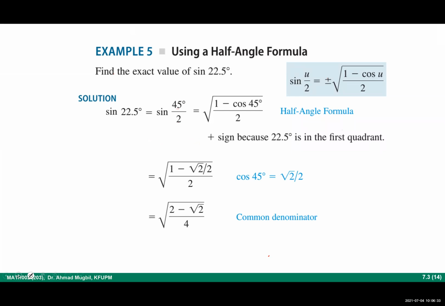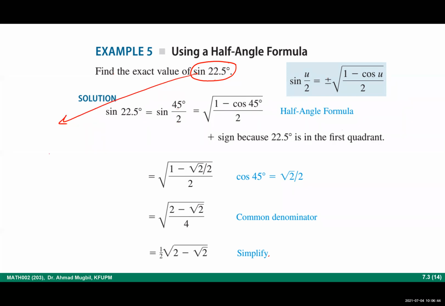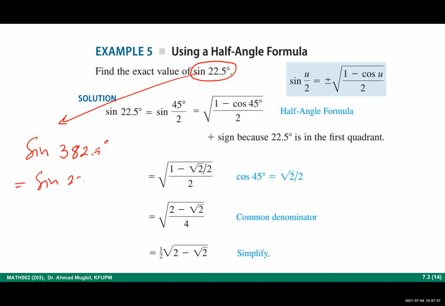Of course, this is a matter of simplification. Of course, يا شباب, they can make several questions from this question. This example, for example, they can just give you sine of 382.5. This is another question, and it is the same because this is the coterminal. The coterminal for this is sine 22.5, and you can continue the same.